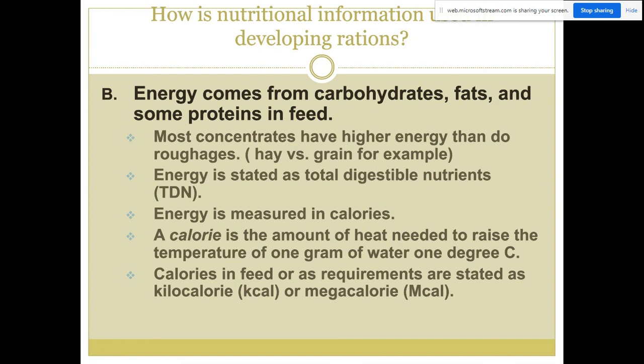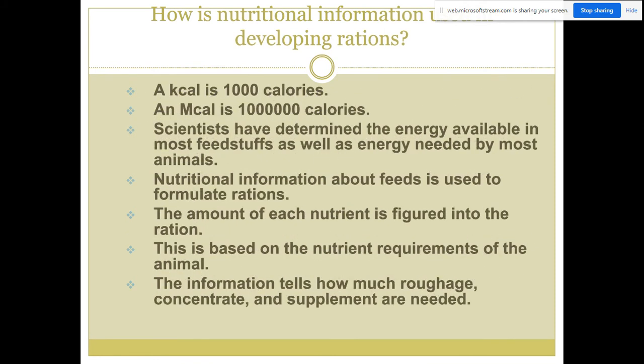We look at what these concentrates and roughages are. We call it total digestible nutrients, that's TDN. It's measured in calories. A calorie is the amount of heat needed to raise the temperature of 1 gram of water. Calories in feed, as a requirement, are stated as kilocalories or megacalories. A kilocalorie is 1,000 calories, and a megacalorie is a million calories.